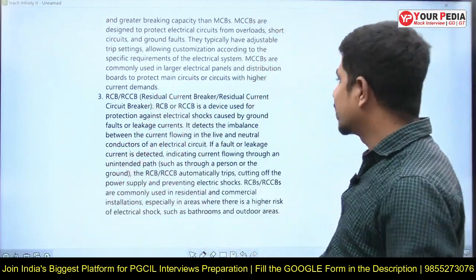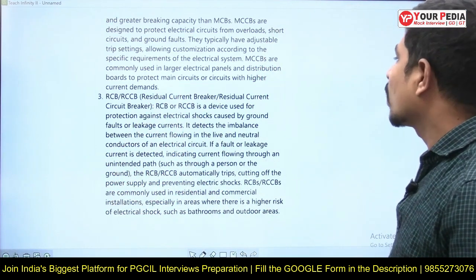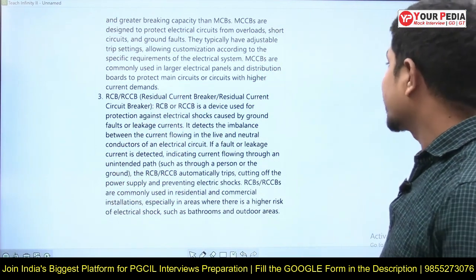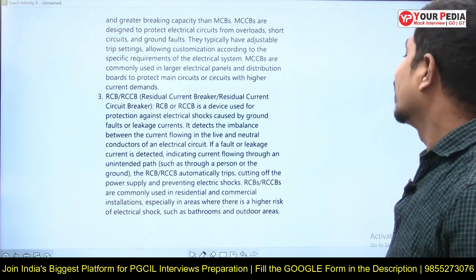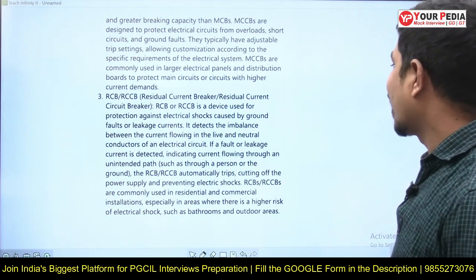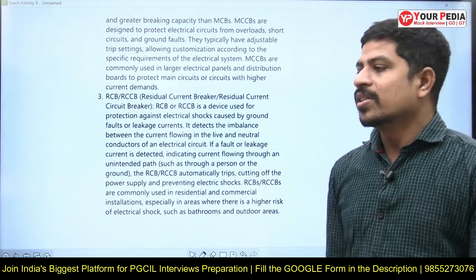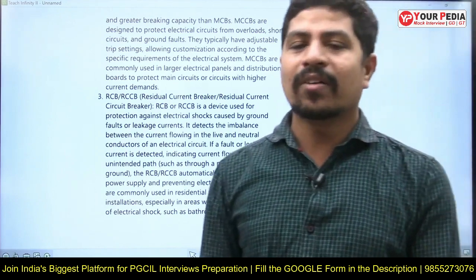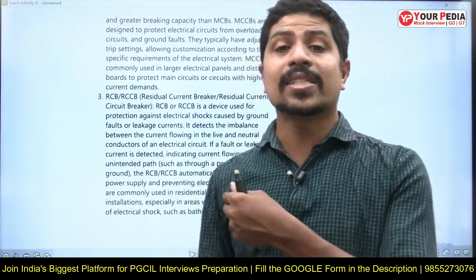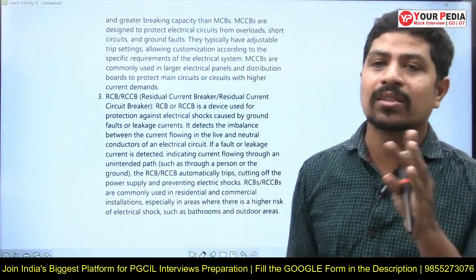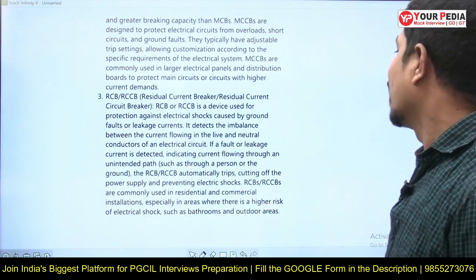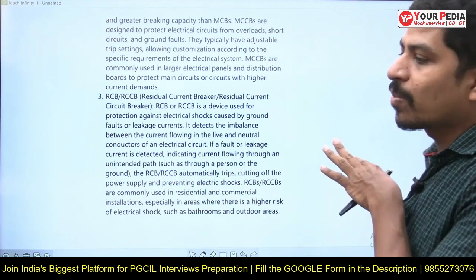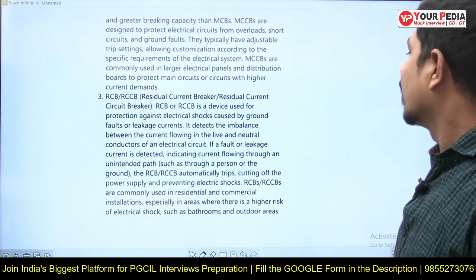What is RCB or RCCB? Residual current breaker or residual current circuit breaker is a device used for protection against electrical shocks caused by ground faults or leakage currents. It detects the imbalance between the current flowing in the live and neutral conductors. See, whenever there is a fault, then definitely an imbalance of current will take place. This RCB or RCCB is going to recognize that imbalance and give a trip signal to the circuit breaker, or it automatically trips, cutting off the power supply and preventing electric shocks. This is mainly for the purpose of protection, right?